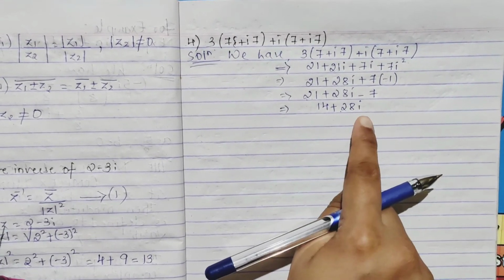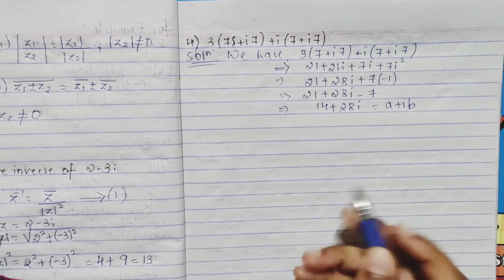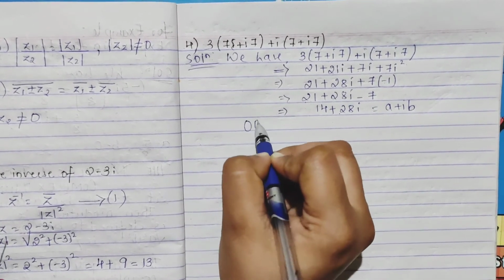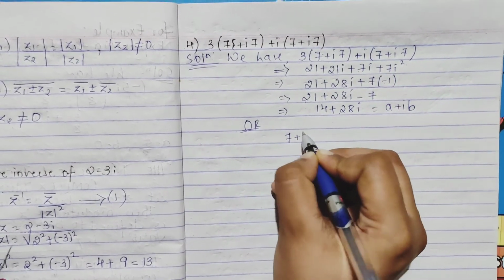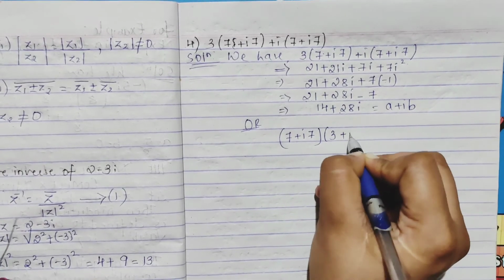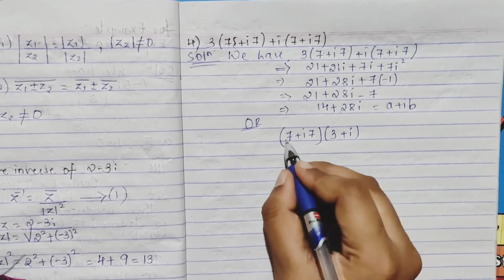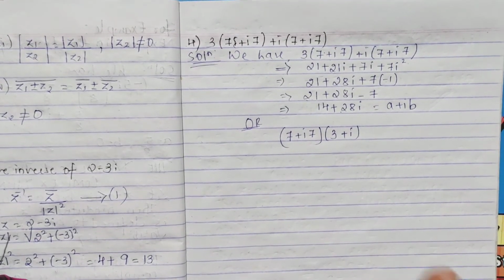So this is in the form of your a plus ib, right? You can do like this, or if some people are doing from these both, if I take 7 plus i7 common, I will be left with 3 plus i. Either taking this and multiplying each term, you will get one and the same answer. If you want, you try this. Okay, I hope it is clear.